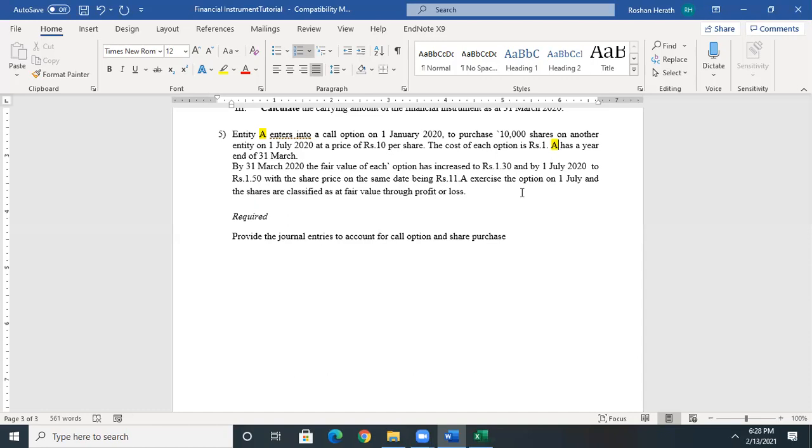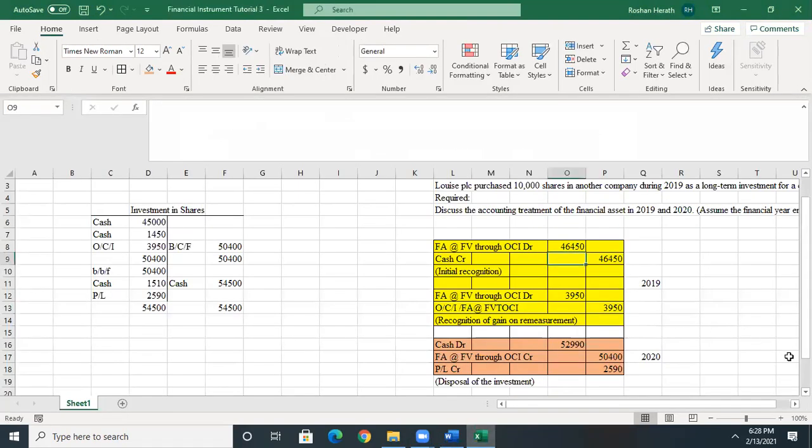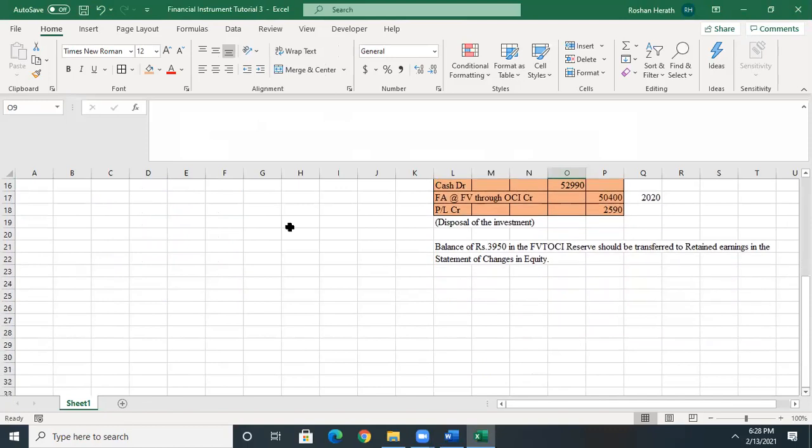Now it is required for us to provide the journal entries to account for call option and share purchase. We've been asked to provide the accounting for the shares and the call option. So here you are going to account for a derivative. So as you would have discussed in the lecture, what do you mean by a derivative? A derivative has three characteristics, most important, isn't it? An instrument with three characteristics.